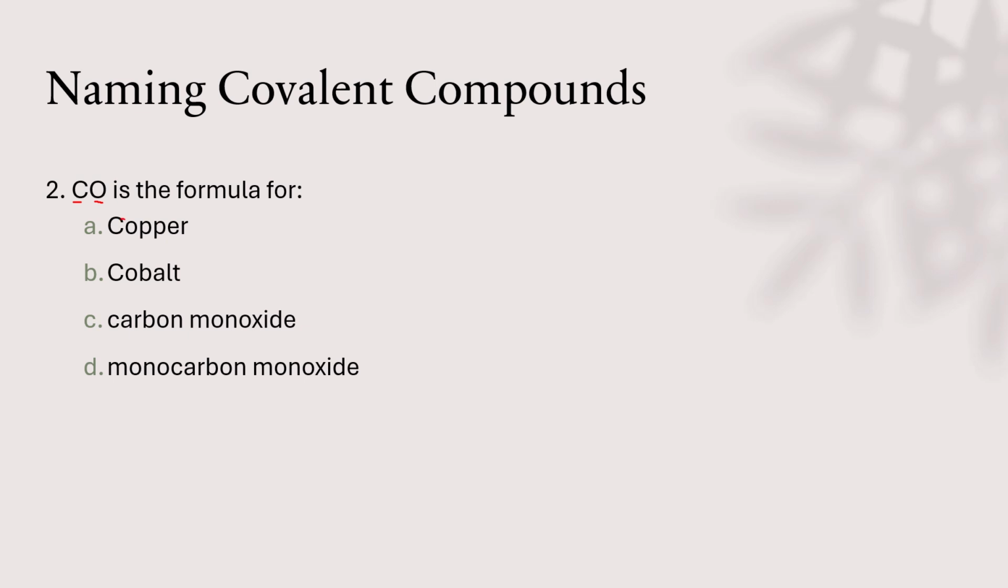So that's going to take out copper and cobalt, because if it was copper or cobalt, there would only be one capital letter followed by a lowercase letter. So our next 2 choices then are carbon monoxide and monocarbon monoxide. And if you remember from that chapter when we learned about covalent compounds, we always take the mono off of the first element if there's only one of them. So this makes C the correct choice.